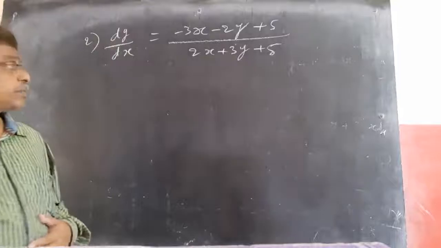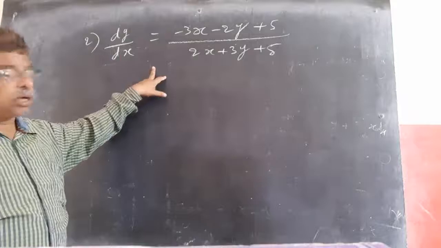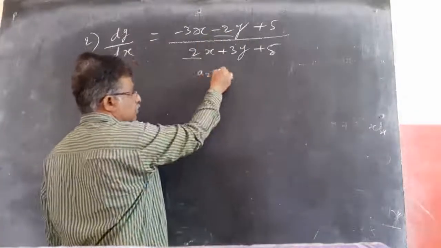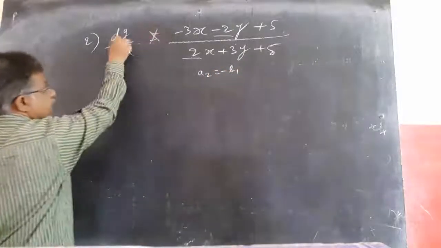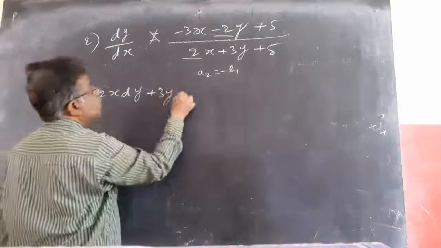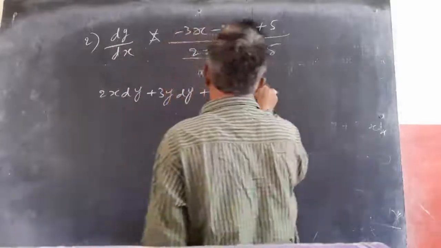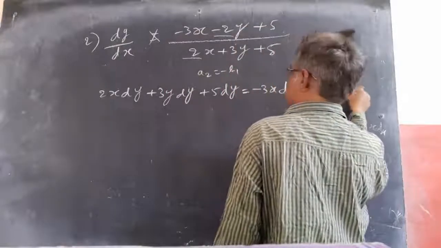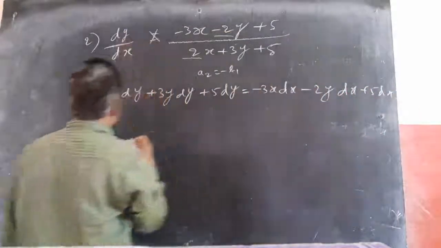One more example of the same kind, then we will go for the next case. See, the first case is a2 equal to minus b1. So this is plus 2, this is minus 2, meaning a2 equal to minus b1. So simply cross multiply. What do you get? 2x dy plus 3y dy plus 5 dy equal to minus 3x dx minus 2y dx plus 5 dx. Now bring all to one side.